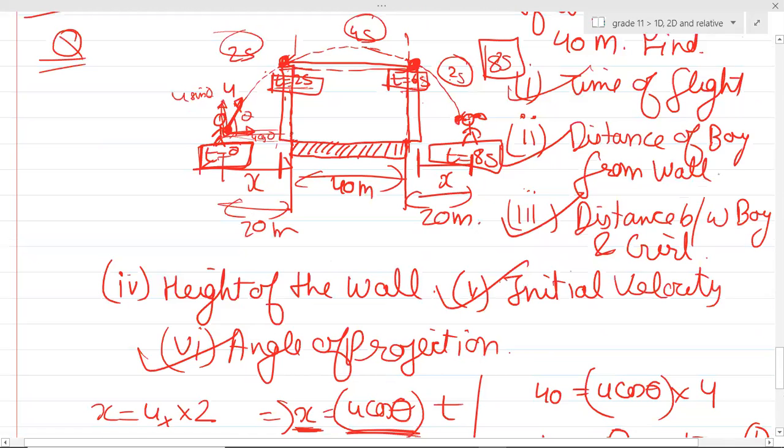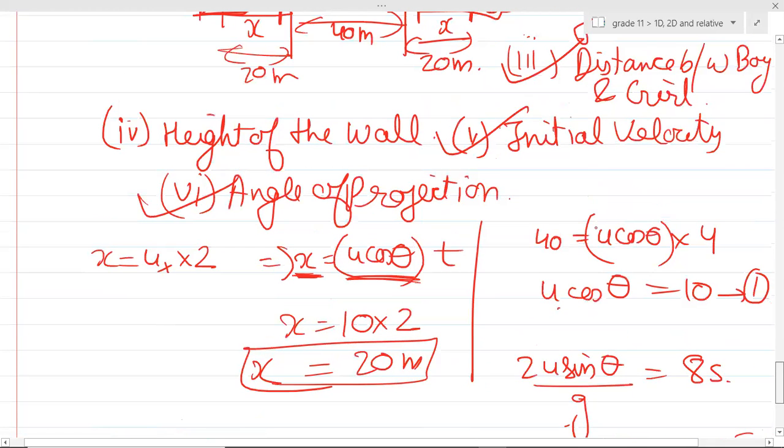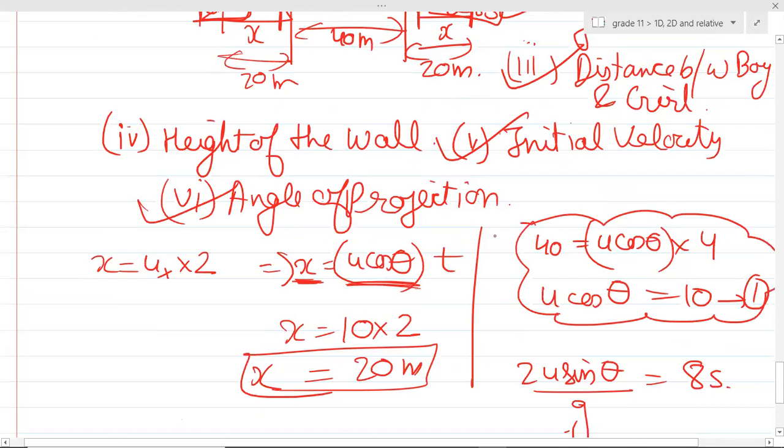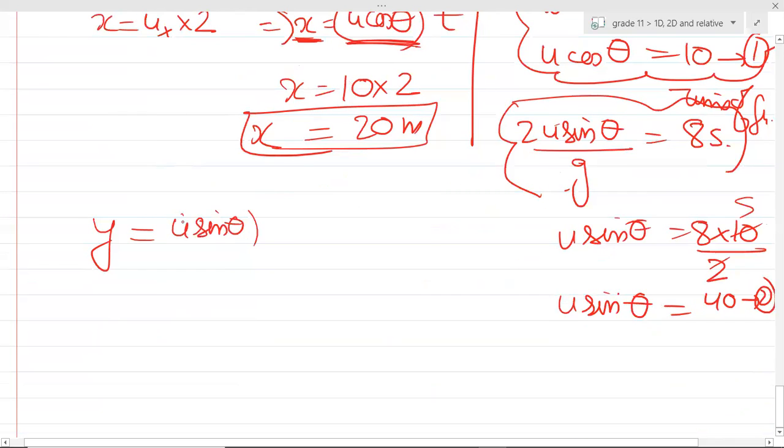What is the height of the wall? What is the height of the wall? The y coordinate is given by u. What was it? How did this u cos theta 10 come? Oh, wait. I got it. It came from the river. This came from the time of flight. Right? So u sin theta into t minus half g t square. So u sin theta was 40 times. This looks like a very complicated formula, but it is not.